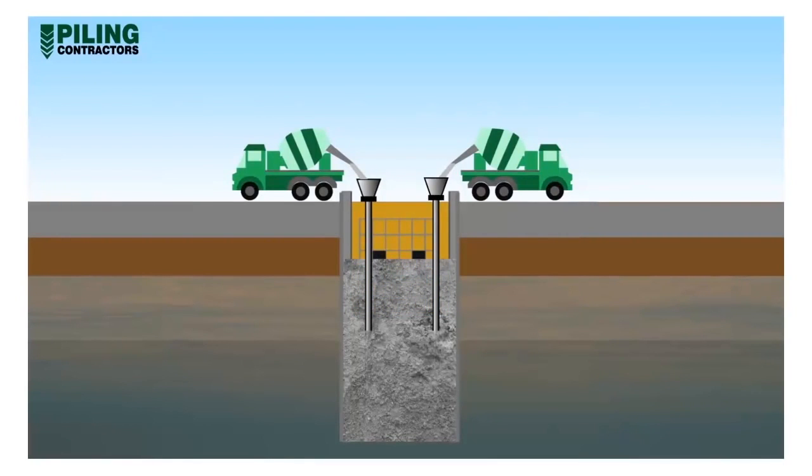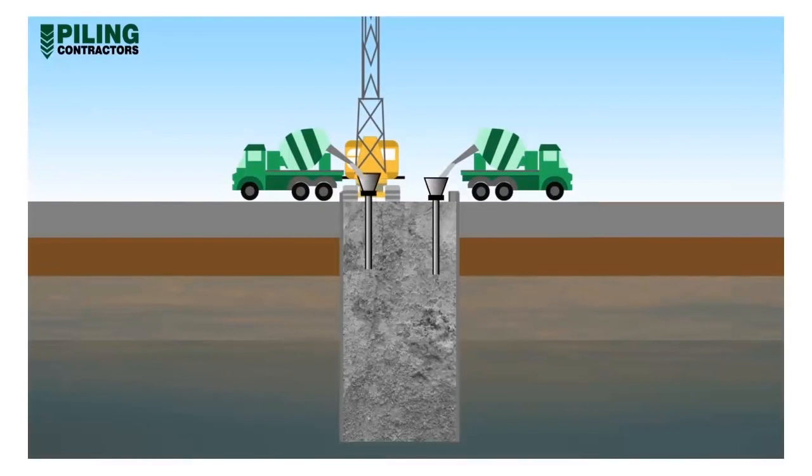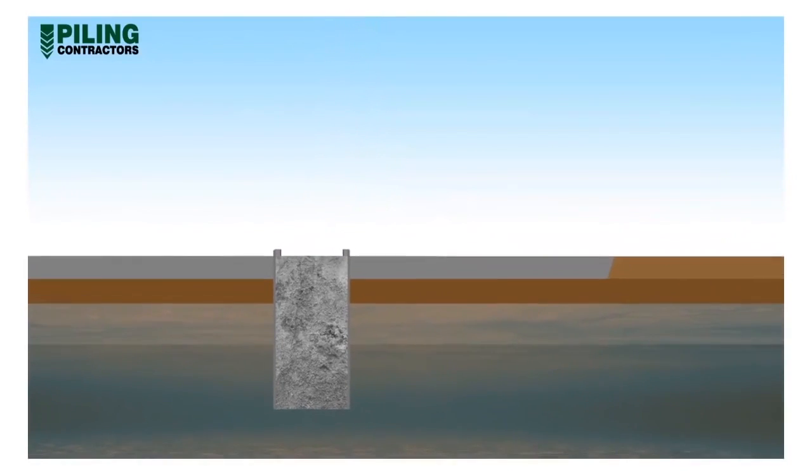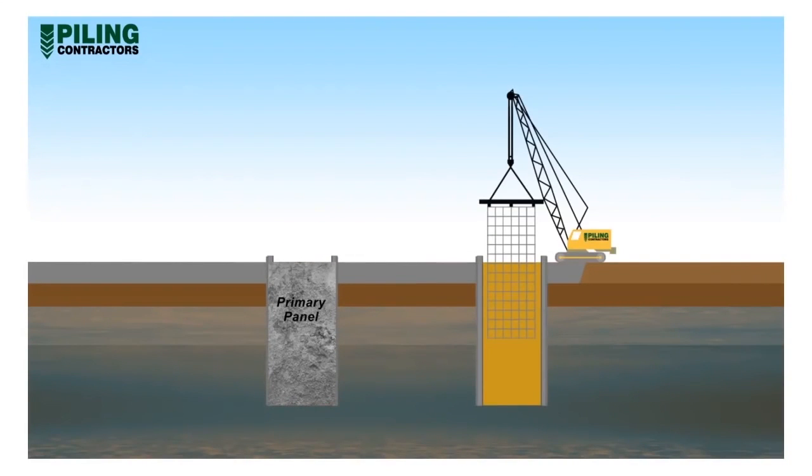The lighter bentonite mud is displaced upwards and pumped back to the recycling plant. As the bentonite is displaced and the concrete level rises in the panel, the tremie tube lengths are shortened to ensure that the fresh concrete is always close to the concrete-bentonite interface. When the concrete rises to the required level, the tremie pipes are removed and the concrete is allowed to set.